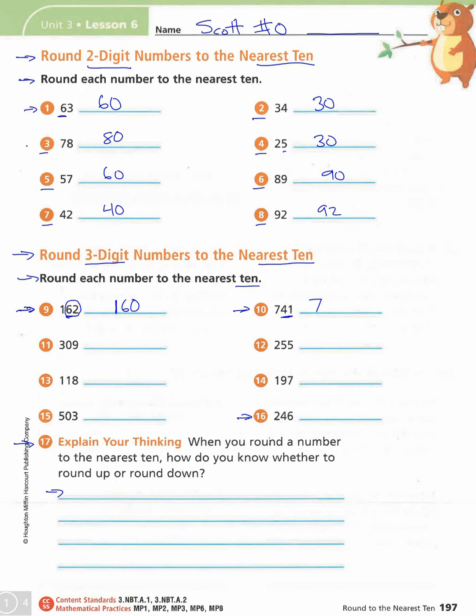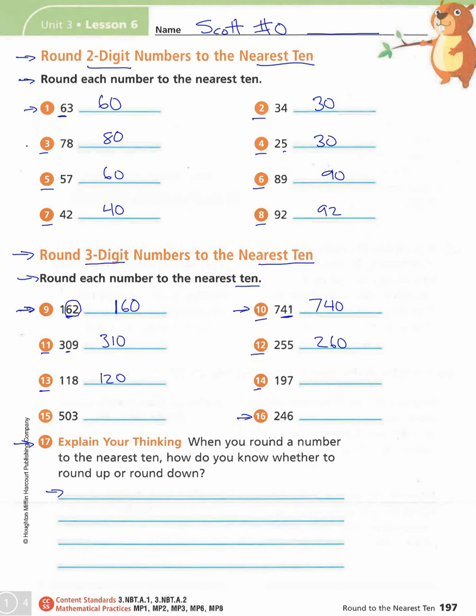So we already did number 9 together, and we kind of started with number 10. I was showing you that the hundreds pretty much always, usually, will stay the same. There's one case, and you probably found that with number 14. But let's go ahead and do number 10 first. So 741, so 41 rounds to 40. Number 11, 309, so there's our tens place. But remember, we look to the right, and so 309 becomes 310. Number 12, 255 becomes 260. Number 13, 118 becomes 120.